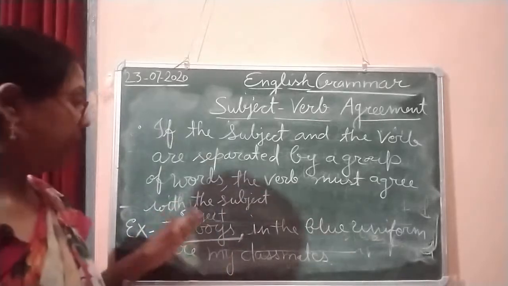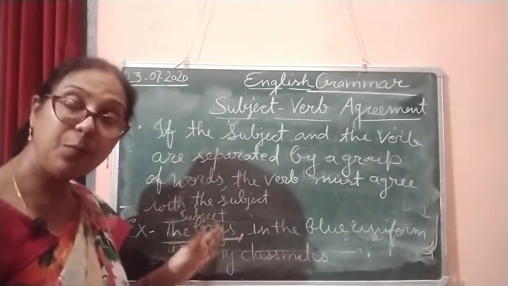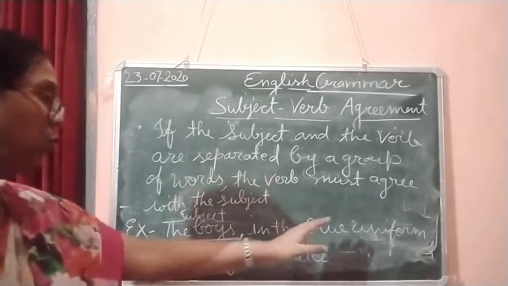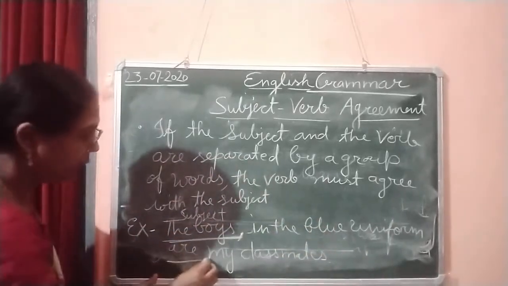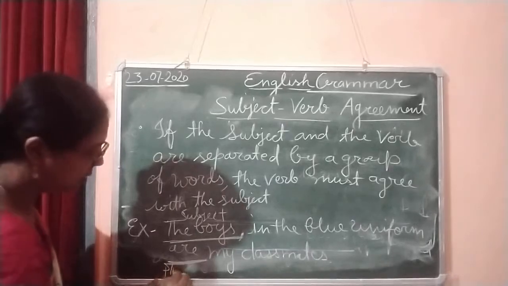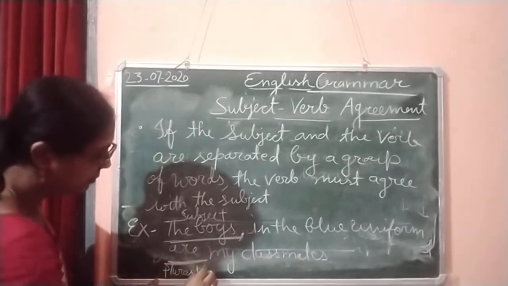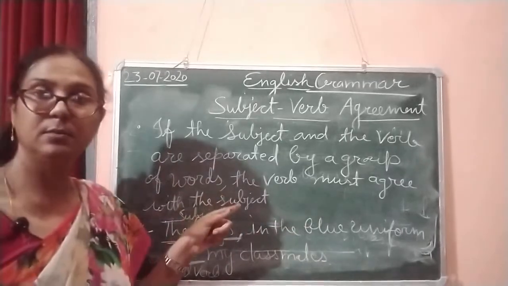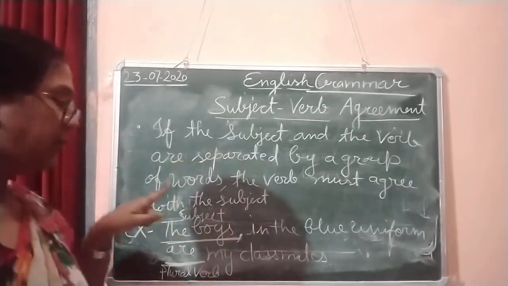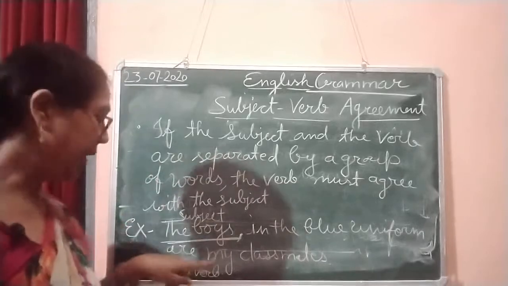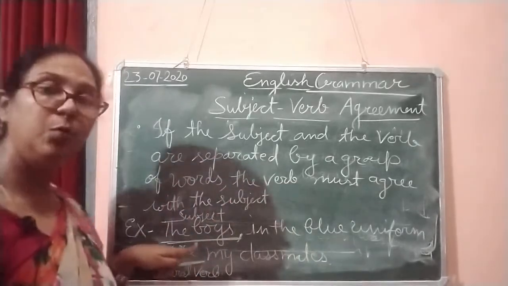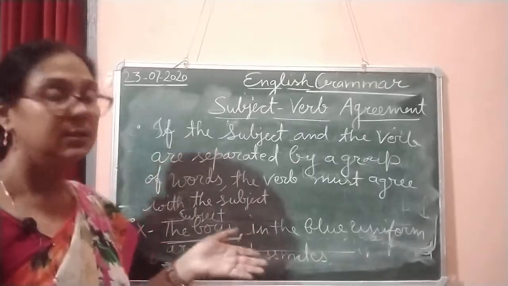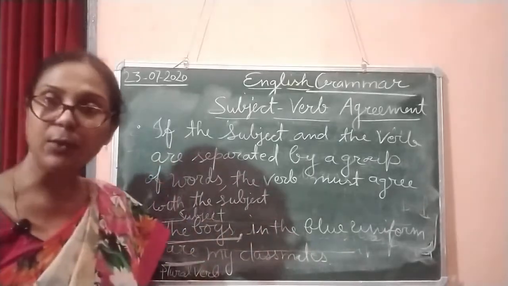Here you can see the boys is written in the plural form. This is the plural subject. So that is why we are going to use are over here. This is the plural verb. So always remember this. If the subject is in plural form, we will write the plural verb. If the subject is in the singular form, we will write the singular verb.